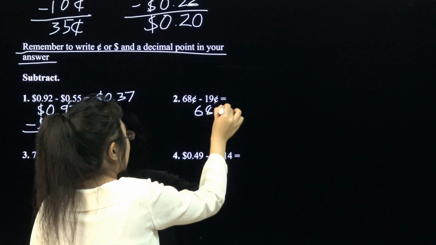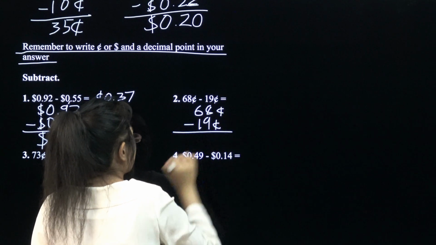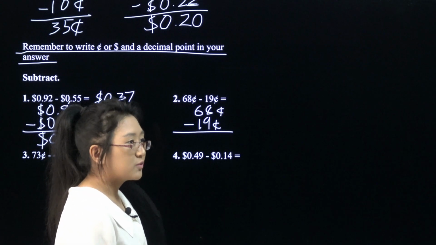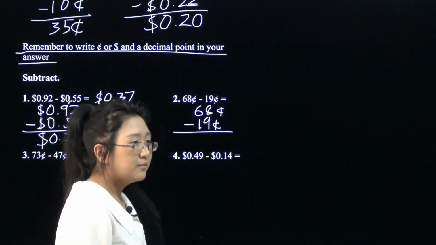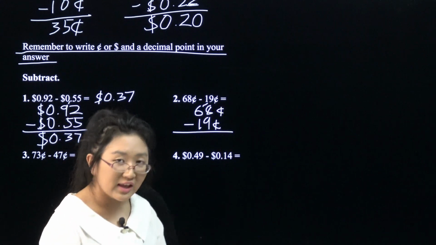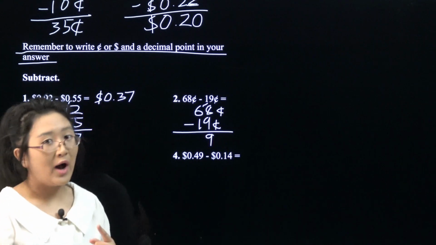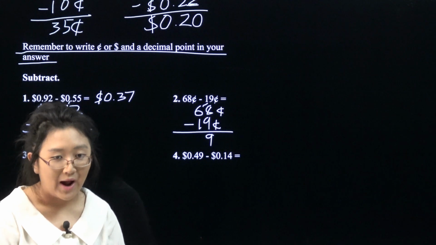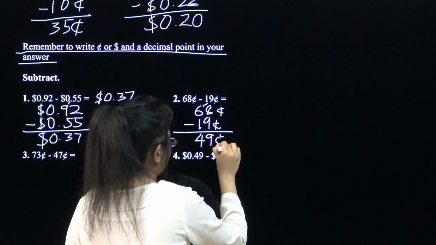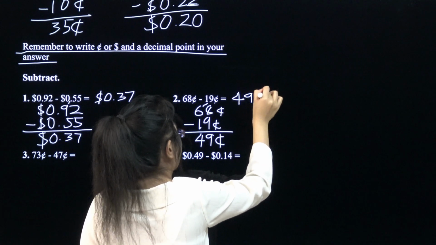Now, it's in the cent form. 68 cents minus 19 cents. We line up the ones place, and we move on to subtracting. 8 minus 9. Well, that doesn't really work. We need to regroup. And we get 18 minus 9. That's 9. 6 got 1 regrouped out of it. It's 5 now. So 5 minus 1 is 4. Don't forget the cent sign because this is cent form. And you get 49 cents.